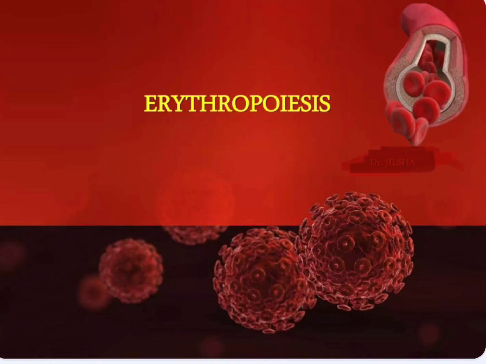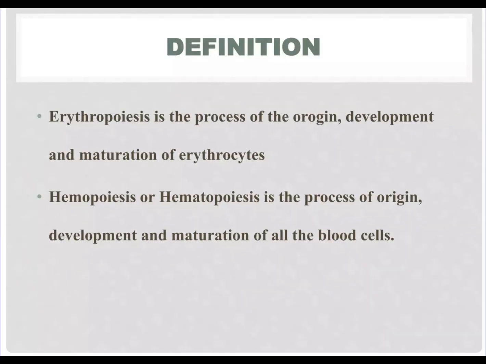So what is erythropoiesis? Well, before we start, let's talk about hematopoiesis. Then we can break it down into what we want today. So what is hematopoiesis? Hematopoiesis or hemopoiesis is the process of origin, development, or maturation of blood cells. So what is erythropoiesis? Erythropoiesis is the same thing: the origin, development, and maturation of red blood cells.